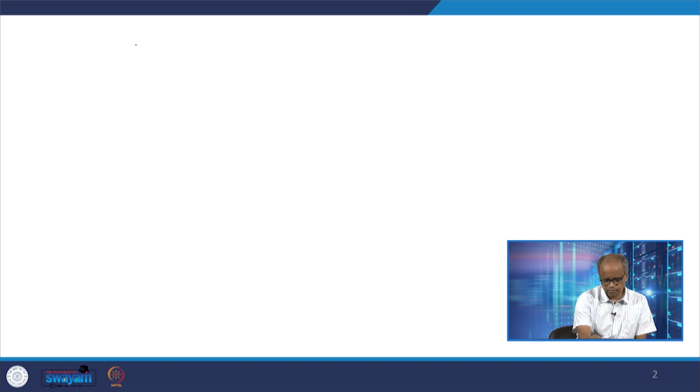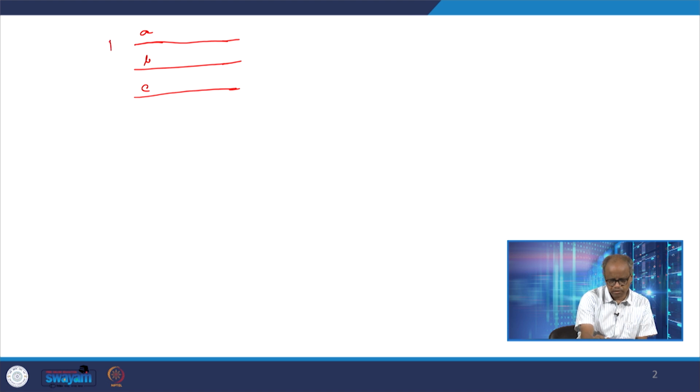So, to do that, what we will consider is a line. So, let us say I do have a line with phase A, phase B, phase C. So, this is phase A, this is phase B, this is phase C. Now, we will also say that this is position 1, this is position 2, this is position 3, and then these phase conductors do interchange the positions.